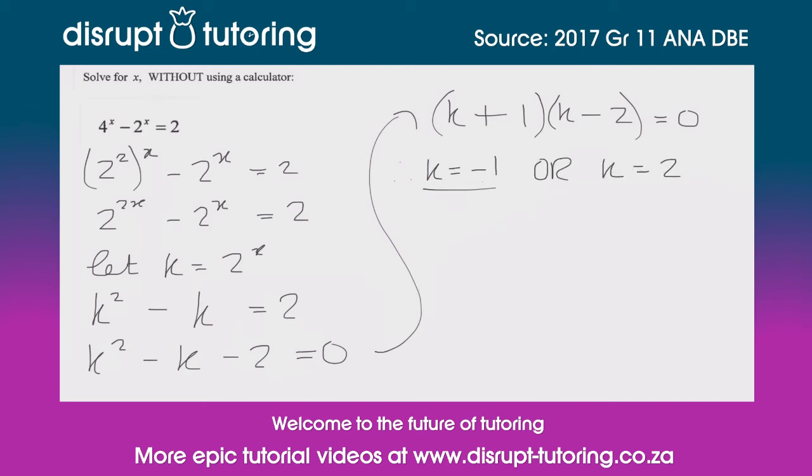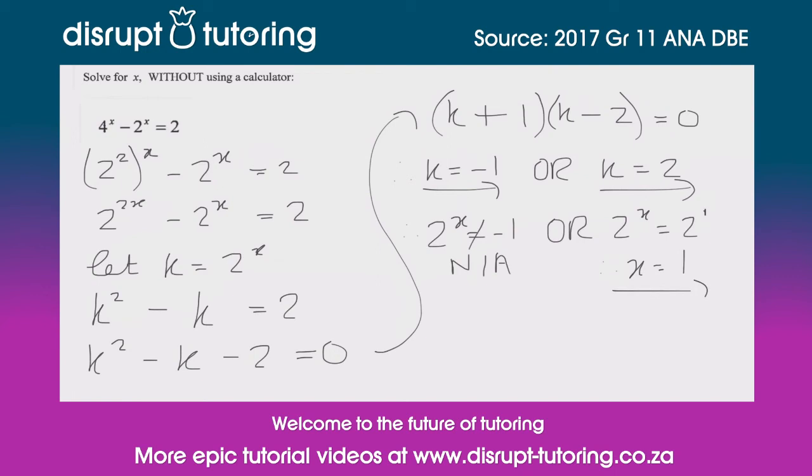Okay, but now we need to sub back what we let k be in the first place, and therefore that means 2 to the x equals minus 1 or 2 to the x equals 2. Now we know that 2 to the x could never possibly equal a negative number, so therefore this is not applicable. It cannot be, so we can cross that out. Right, then 2 to the x equals 2 we can do. We know that there is an invisible 1 over there, so therefore x must equal 1 in this case. And that is our final answer.